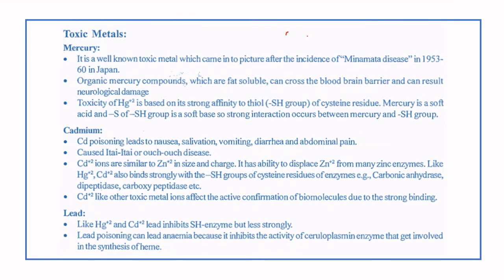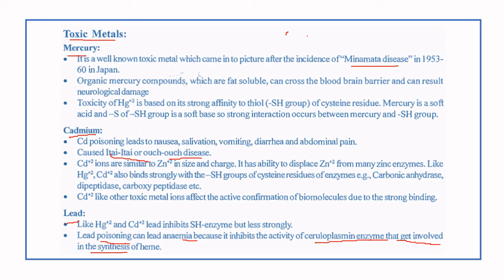Next, we are going to discuss toxic metals, that is mercury, cadmium, lead. You know mercury, Minamata disease, cadmium, Itai-itai disease, lead. Lead poisoning can lead to anemia because it inhibits the activity of enzymes involved in the synthesis of heme, which we already discussed, right? Like mercury and cadmium, lead also inhibits SH enzymes but less strongly.